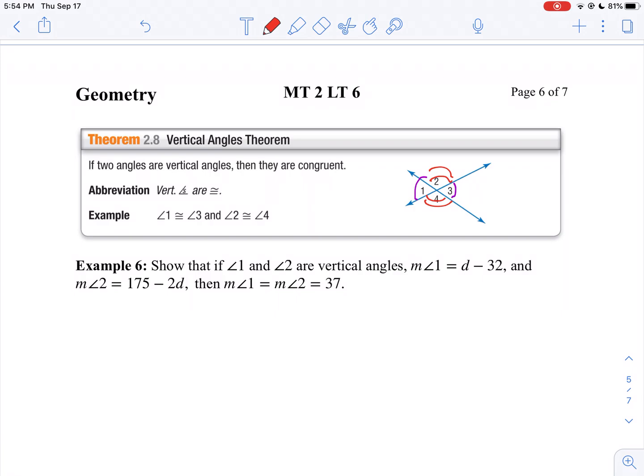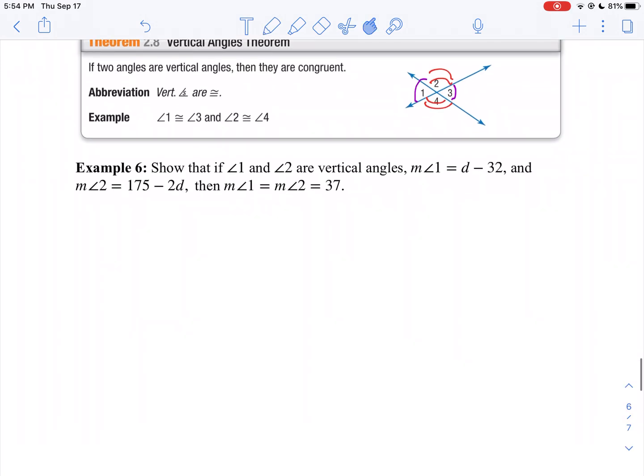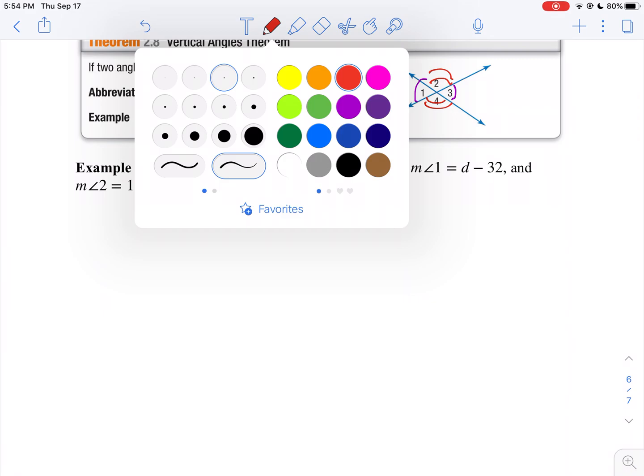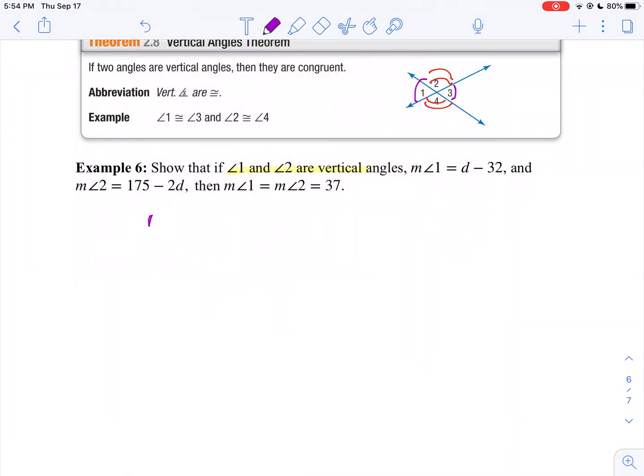So in example 6, we want to show that if angle 1 and angle 2 are vertical angles, and the measure of angle 1 equals d minus 32, and the measure of angle 2 equals 175 minus 2d, then angle 1 equals angle 2, and they're both 37 degrees. The key on this one is we know they're vertical angles. Since they're vertical angles, we know they're equal. That is, the measure of angle 1 equals the measure of angle 2.